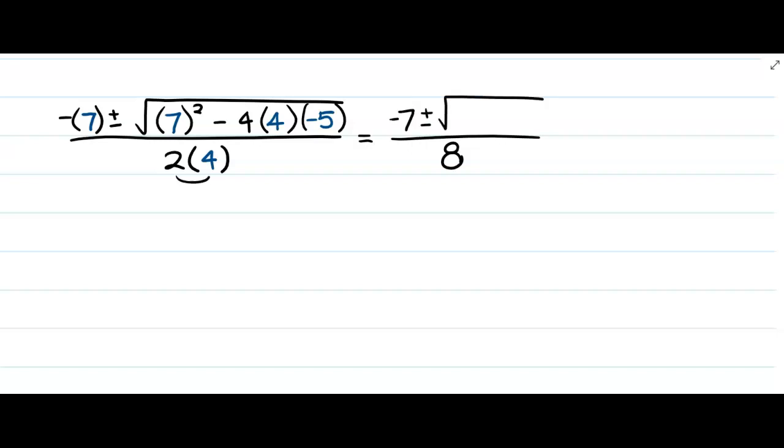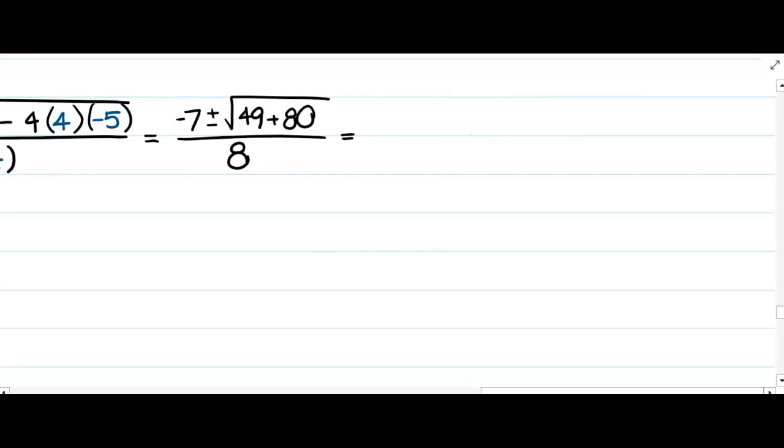Let's simplify inside of our radical. 7 squared makes 49. Negative 4 times 4 is negative 16. Times negative 5 would be a positive 80. Continuing to simplify, we have negative 7 plus or minus 49 plus 80 is 129.